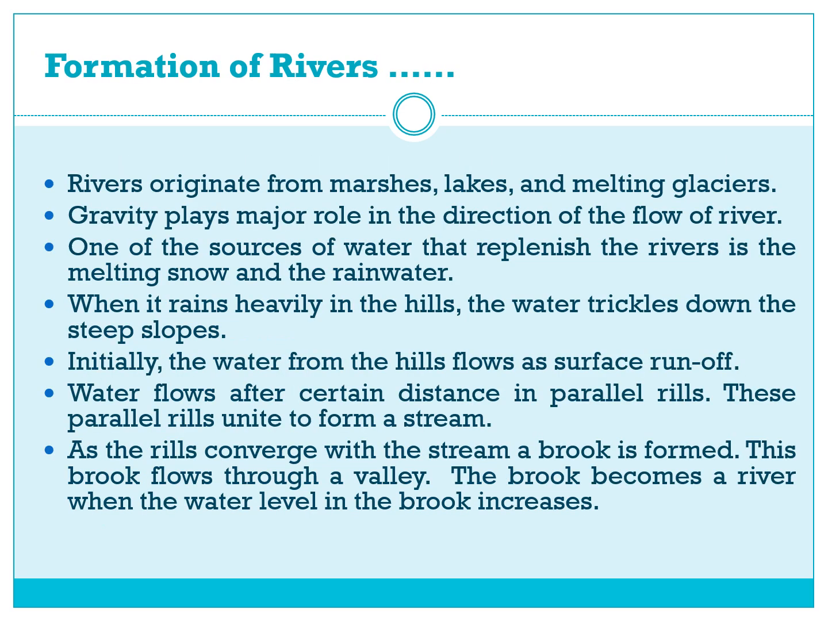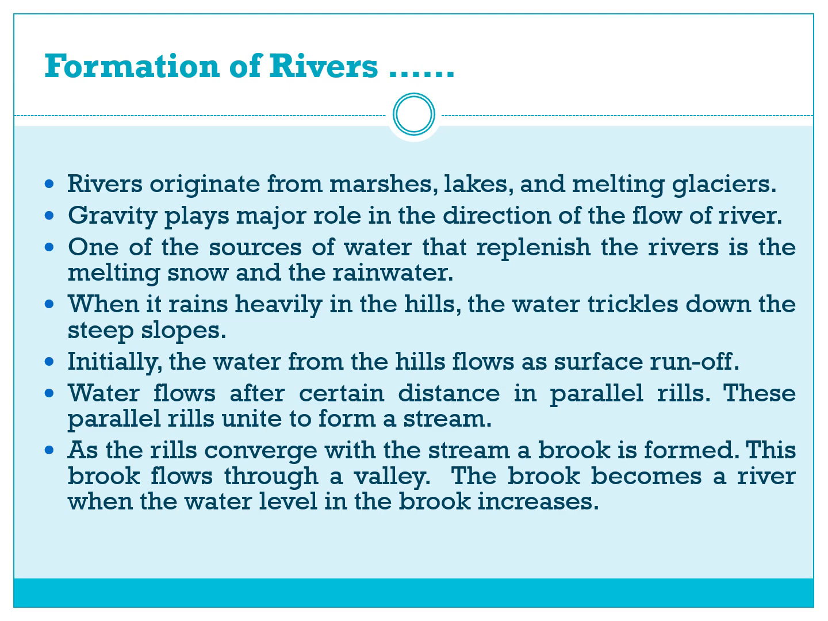Formation of rivers. Rivers, the lifeline of our planet, don't just appear magically. They are sculpted over time through a continuous interplay of natural forces. Rivers originate from marshes, lakes, and melting glaciers. Gravity plays a major role in the direction of flow of the river. One of the sources of water that replenishes the river is the melting snow and the rainwater. When it rains heavily in the hills, the water trickles down the steep slopes.